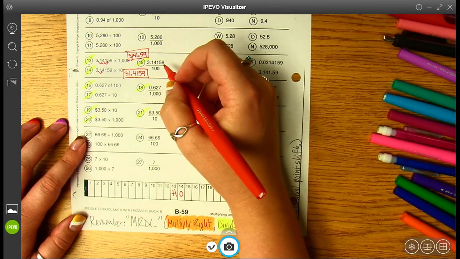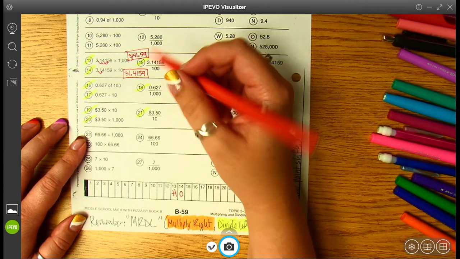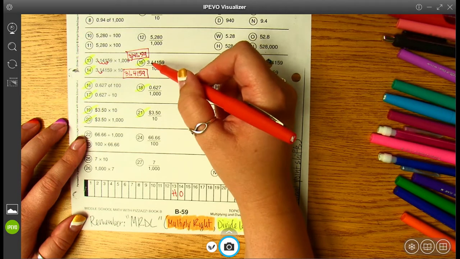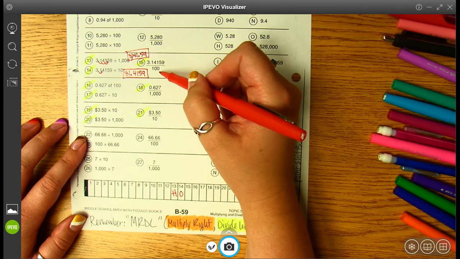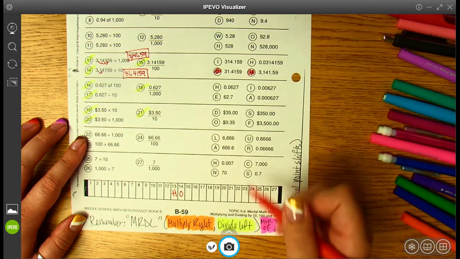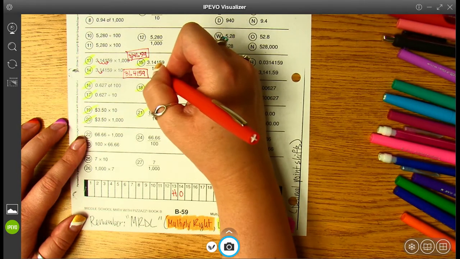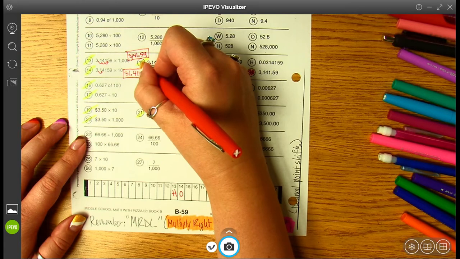For 15, this is actually saying divided. I know that sometimes you see the little division symbol, but a fraction is the same thing. This is saying 3.14159 divided by 100. So when we're dividing, we're going to move the decimal to the left, and I'm going to move it twice because there's 2 zeros here. So let's move it 1, 2 to the left.